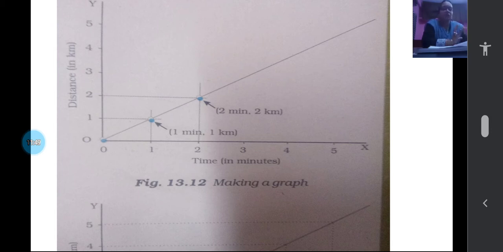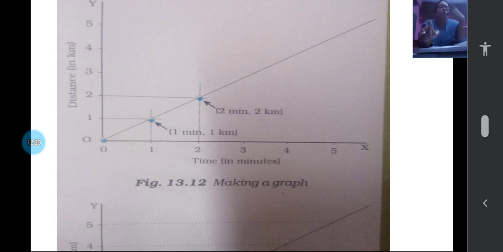So not only the speed, children, speed is equal to distance traveled by time taken. Also from this graph you can find out, at a particular instant, what is the distance traveled, and for a particular distance, what is the time taken. For example, in this given picture, there can be a question like this: how much distance has the car covered after 1 minute? How to find that? After plotting, keeping the dot, you draw the perpendicular lines. From 1, when you extend the line, you can see that it has covered 1 kilometer.